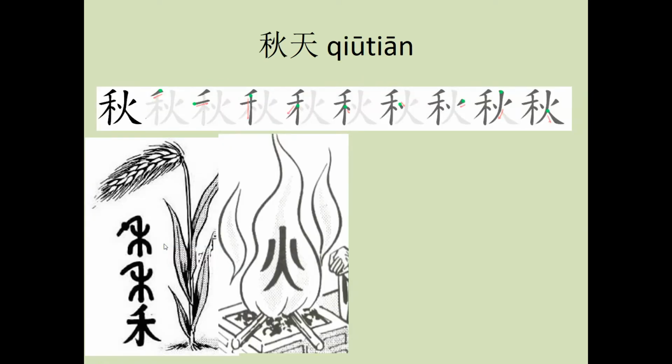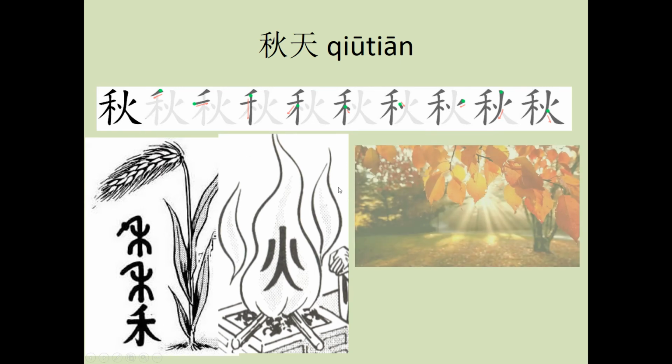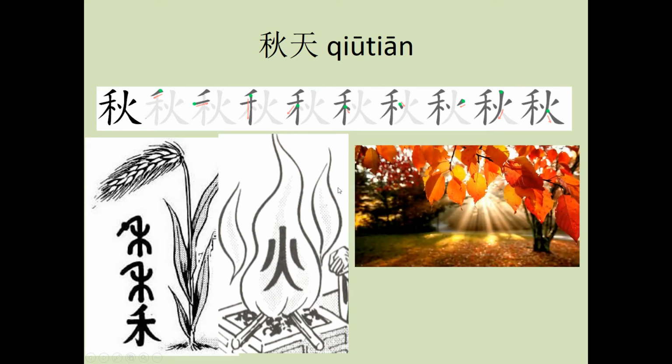And then the last season to trace is qiu tian, or the second to last, qiu tian. Qiu means fall, and it combines the grain radical with the fire radical, because that was the season when farmers would burn all the husks left over from the grain harvest. You can also remember it that the trees all turned colors of fire in the fall.